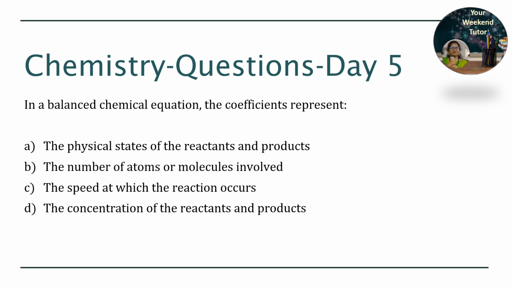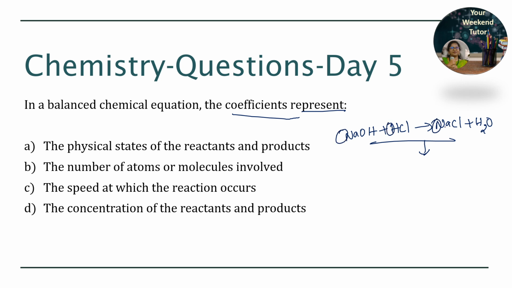In a balanced chemical equation, the coefficients represent. Okay, what does the coefficient represent? That means, for suppose NaOH plus HCl gives rise to NaCl plus H2O. So as this is a balanced equation itself, to balance it we will be writing some coefficient numbers before the compound, right? Before the compound. So what does it represent?